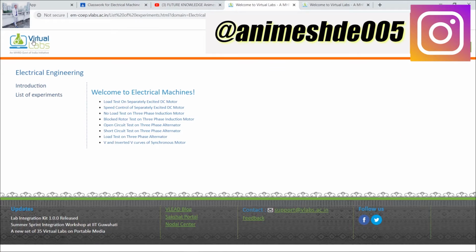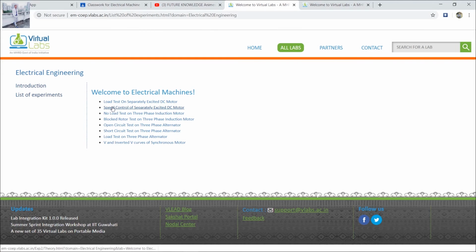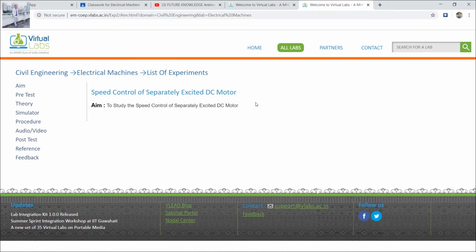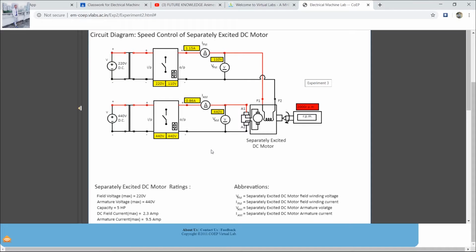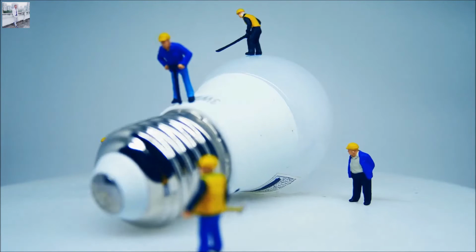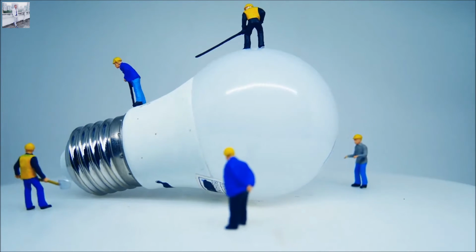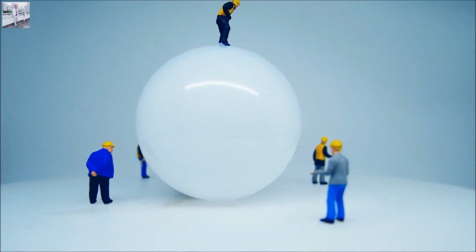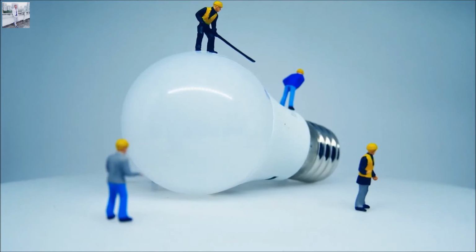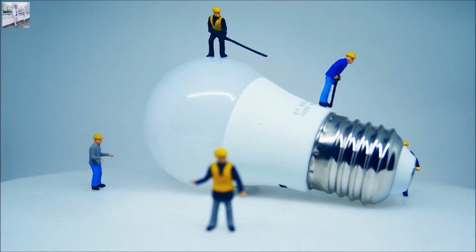So friends, here you can see the virtual lab. Here you see the experiment name: speed control of separately excited DC motor. Now I tell you how to control the speed of a separately excited DC motor, what is the aim and what is the purpose of this experiment. We know that the aim of this experiment is to study the speed control of separately excited DC motor.